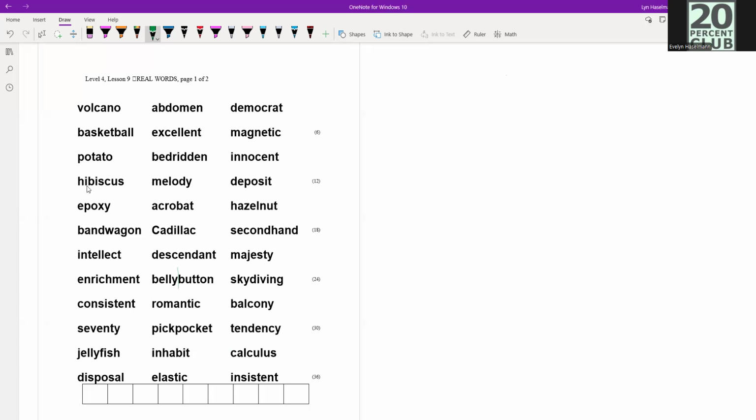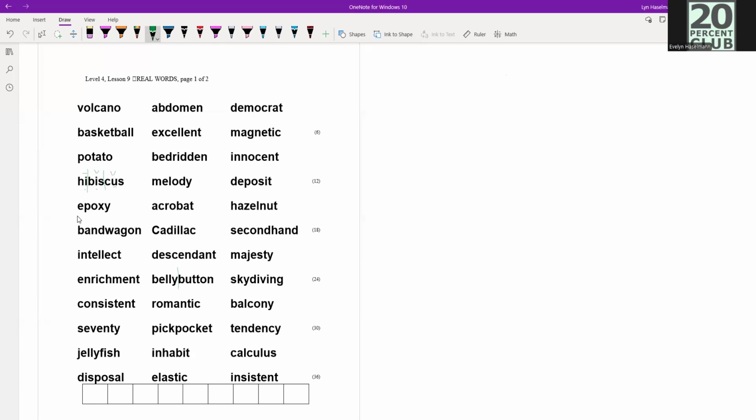Here's a good one that trips kids up sometimes, hibiscus. So again, I'm going to start the same way, mark my vowels. I have an I and an I. I'm going to push the B to the back. We always start that way by pushing it to the back. It's going to work 70% of the time. We have an I and a U. We're going to split these in the middle. Okay, now we've got an open I, hi, bis, cus, hibiscus.